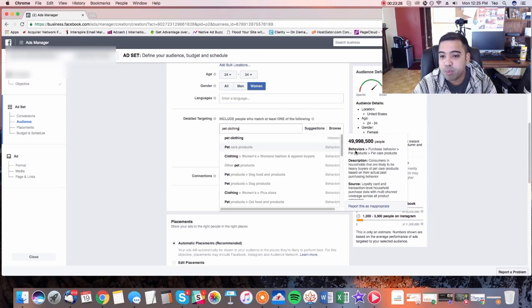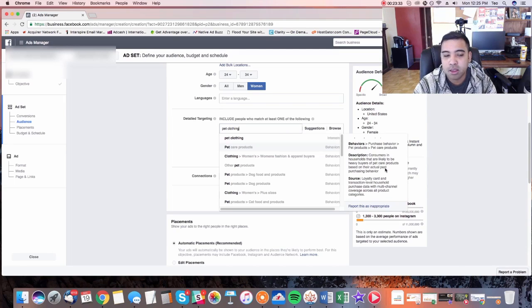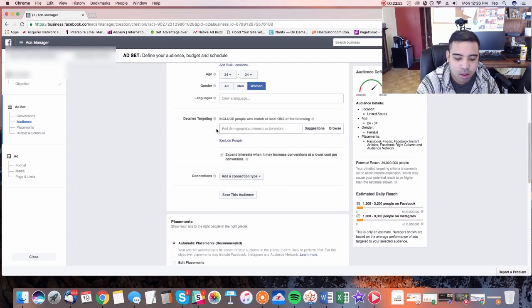Behaviors mean that these people are actually consumers. Facebook knows this data. Facebook has found out that these people actually purchased pet care products in the past. These are consumers that are likely to be heavy buyers of pet care products based on their actual past purchasing behavior. It's very important that you understand behaviors. Interest versus behaviors. So let's type in dog.